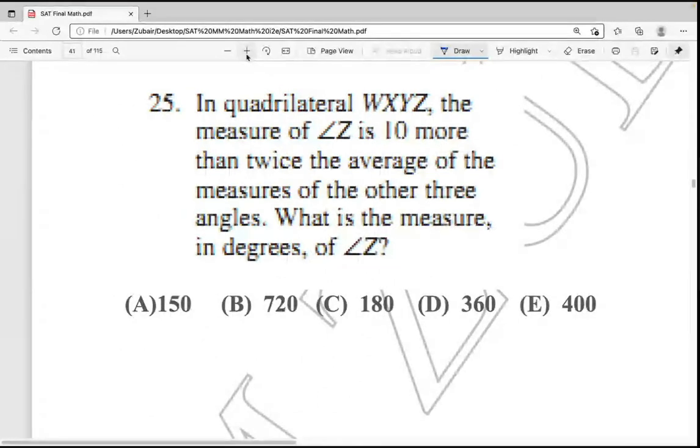Now, question number 25. We'll consume our last seconds as well, and I'll select a few more questions. Yeah. Question number 25. This is just read and select. No solving.